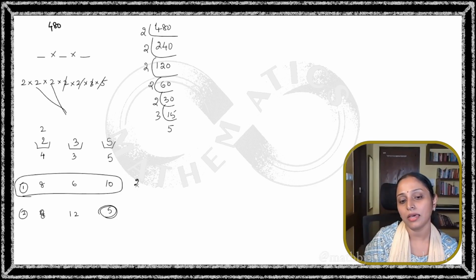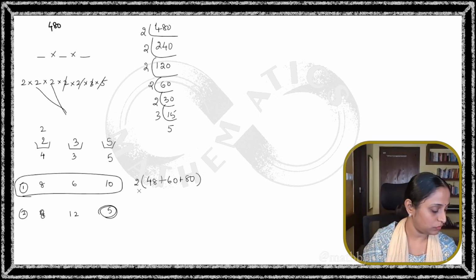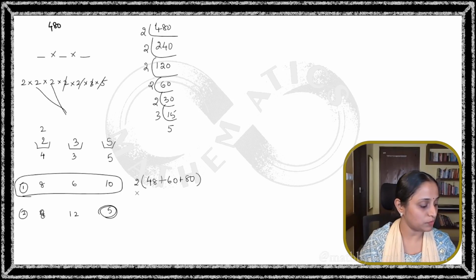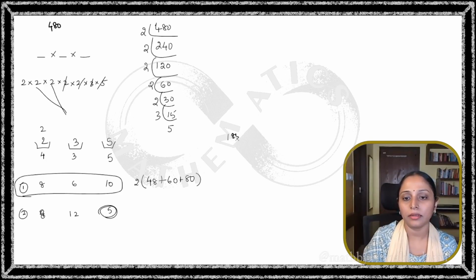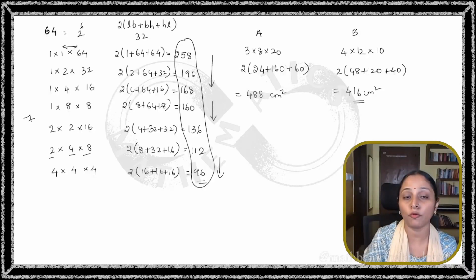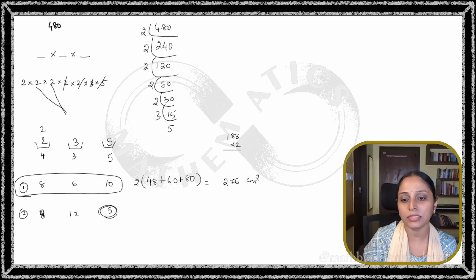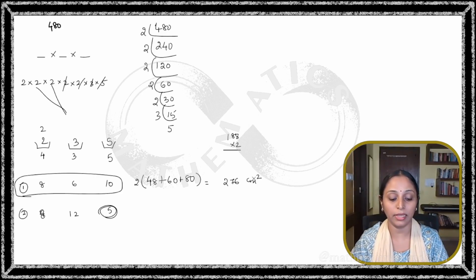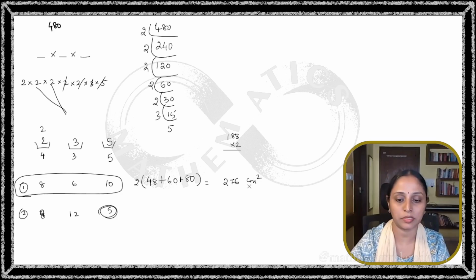And in this case, let us see the surface area, how different it is from the ones that we calculated. I have 48, 60 and 80. So this is 188 into 2, right? So this is going to give me 276, whereas in the previous case I got the surface area in 400s centimeters square. So you can see that the surface area has reduced drastically, and this will definitely be more economical for the company for packaging purposes.